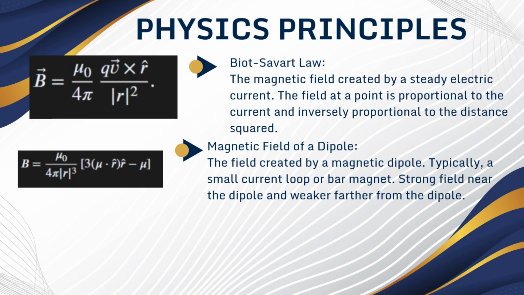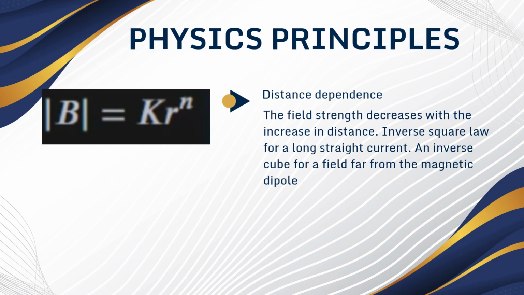Here's the last physics principle used. This is the distance dependence formula. The field strength decreases with the increase in distance. Inverse square law for a long straight current, and inverse cube for a field far from the magnetic dipole.